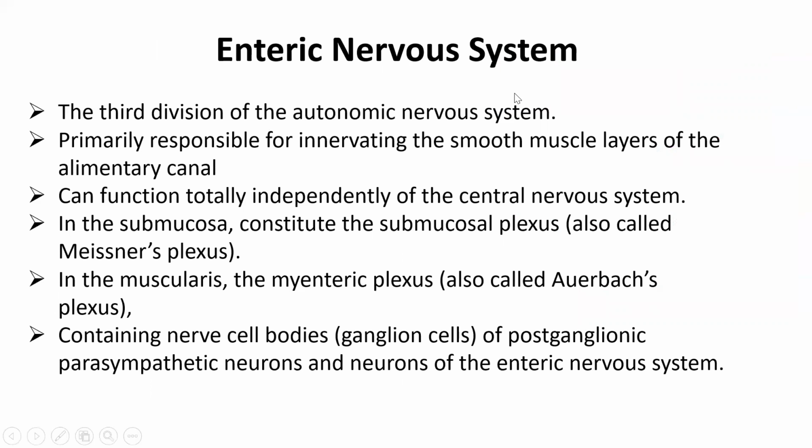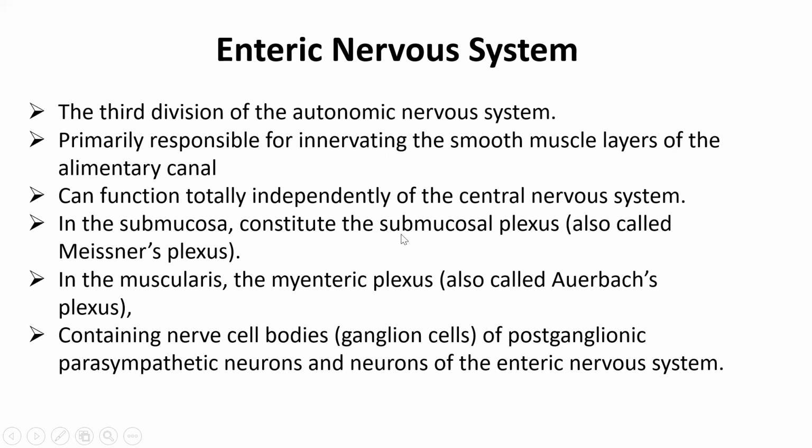Now I mentioned the myenteric or enteric nervous system, which is the mesenteric plexus and the Auerbach plexus. It is considered the third division of the autonomic nervous system, so it's not either one. They're responsible for innervating the smooth muscle of the alimentary tract. You find this only in the enteric, which means the intestine. So it's only present in the intestinal tract: the stomach, small intestine, large intestine. It functions totally independent of the central nervous system.